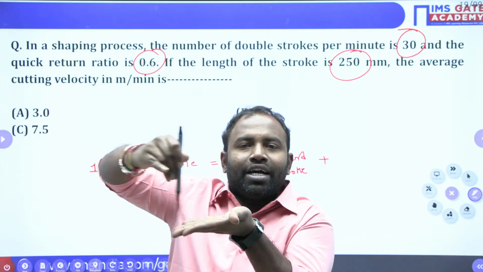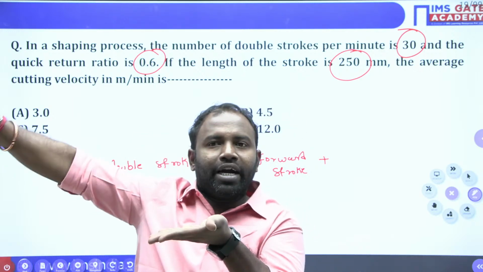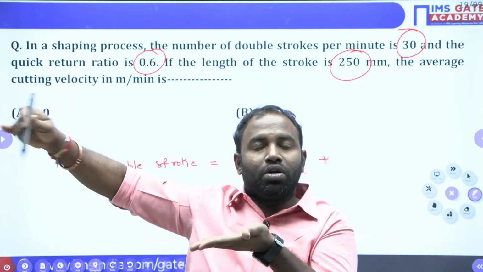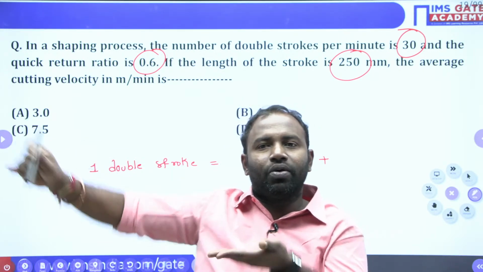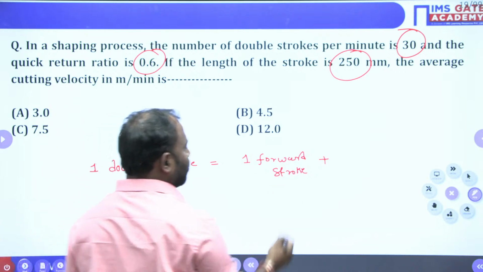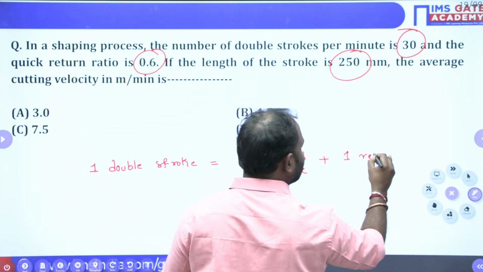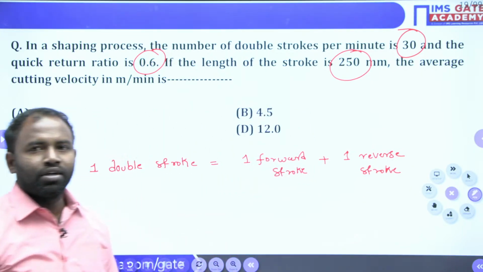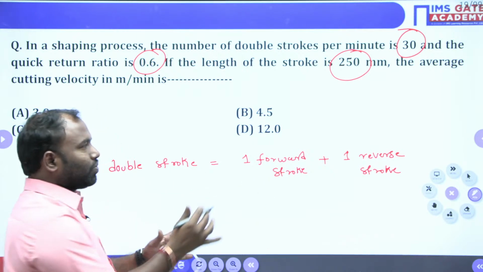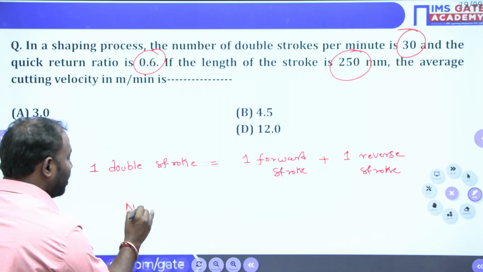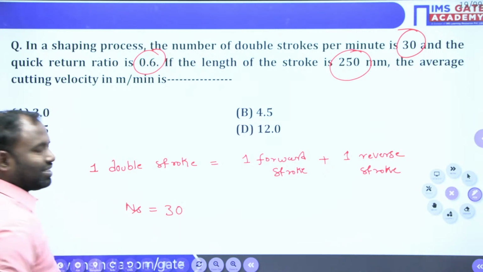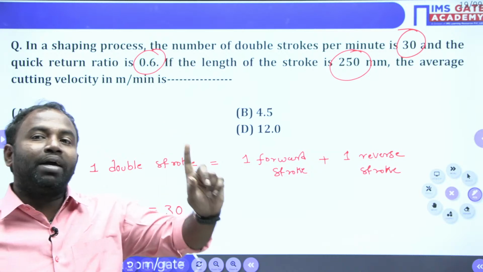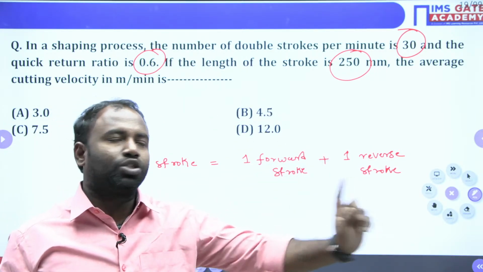So, in the forward direction, cutting speed is less, and in the return stroke, speed is more. In the forward stroke, time is more. In the return stroke, time is less. Right, like that. One forward stroke plus one reverse stroke is equal to one double stroke. That is why here they simply mentioned that the number of strokes is equal to 30. Double stroke means we have to consider it as a single, one forward stroke plus one return stroke.